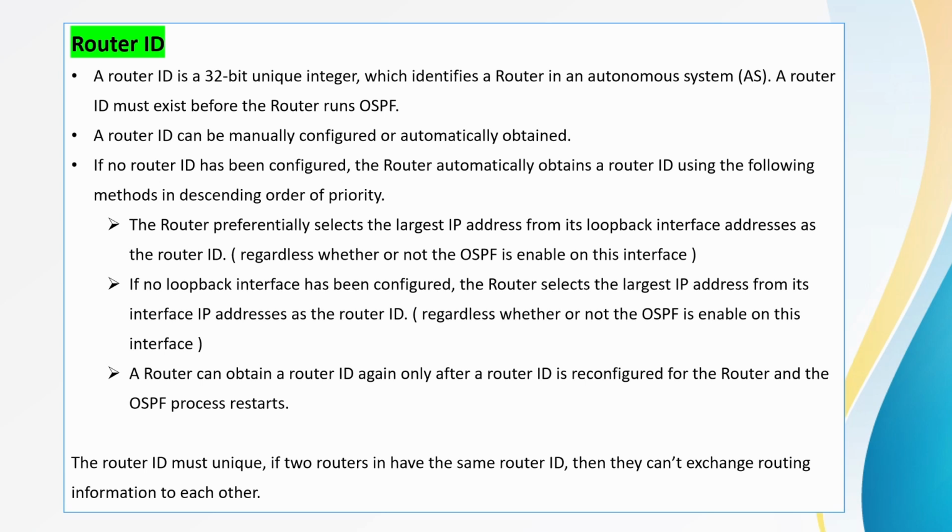A router can obtain the router ID again only after the router ID is reconfigured for the router and the OSPF process restarts. So this means if you want to change the router ID after the router ID has been selected, you have to reconfigure it and restart the OSPF process. Another thing we need to mention is the router ID must be unique. If two routers have the same router ID in an OSPF domain, then they cannot exchange routing information with each other. So router ID must be unique. It's important.